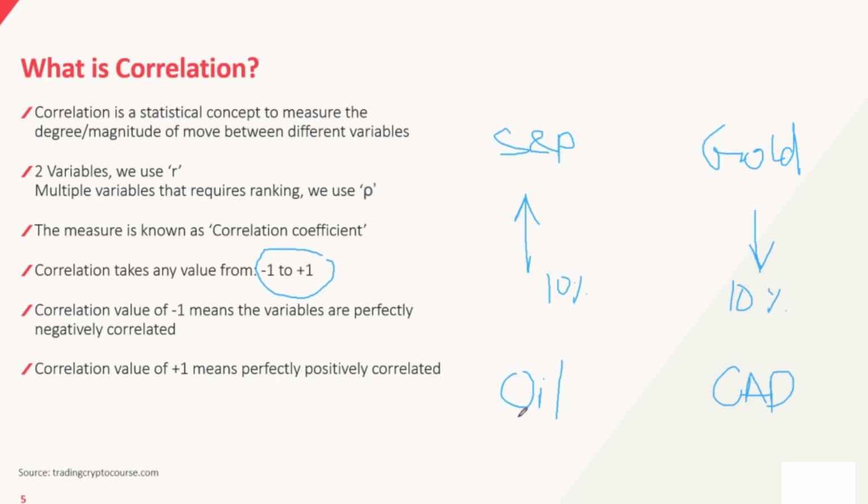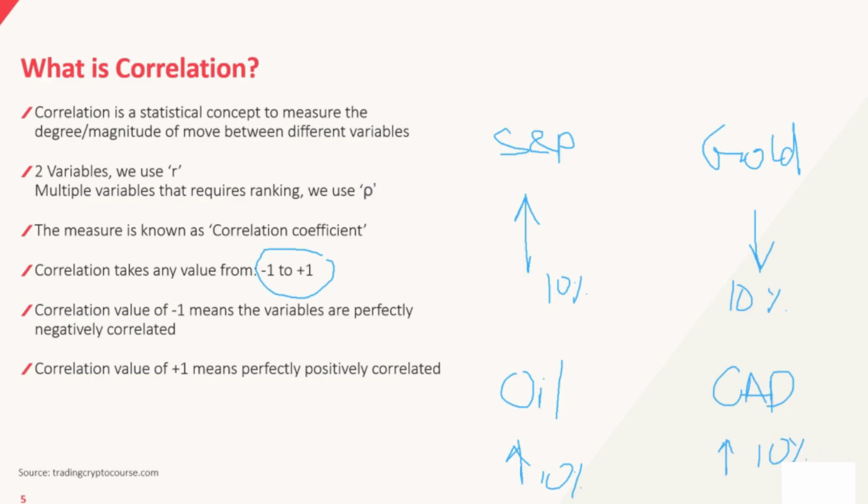Oil and the Canadian loonie are a perfect example. In a perfect world, they are perfectly positively correlated, so they have a correlation coefficient value of +1. This means that a 10% rise in oil prices will see a similar 10% rise in the Canadian dollar.